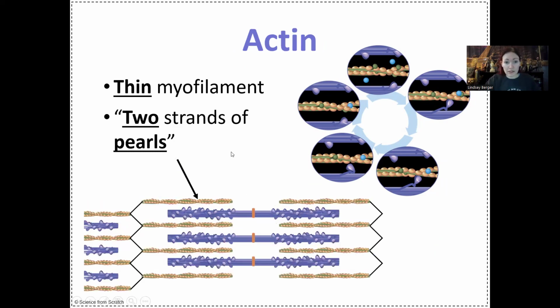So then we have actin itself. You notice it's pointing to this little kind of rope up here. This is where it looks like two strands of pearls, if that helps you remember which one is which. So myosin is going to have that little nub sticking out, that little head as we call it. And then actin is going to be these little pearl strands. Okay, so we're going to talk about the different parts here.